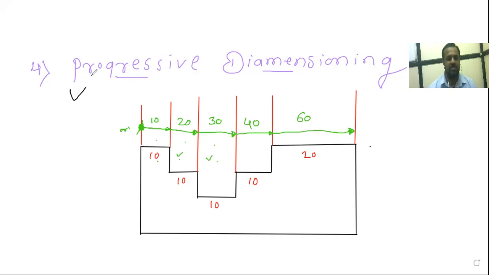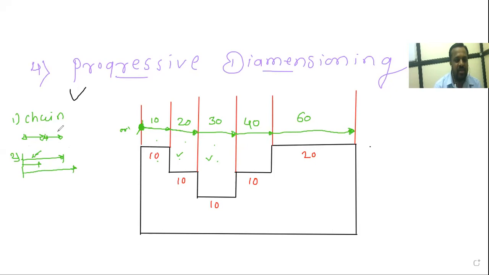It is again very simple. Just remember, in the chain type, we give the dimensions in a continuous manner like this. In the parallel type, we fix one line as a reference line, and from that line only we show the dimensions like this. The dimension lines will be parallel to each other.